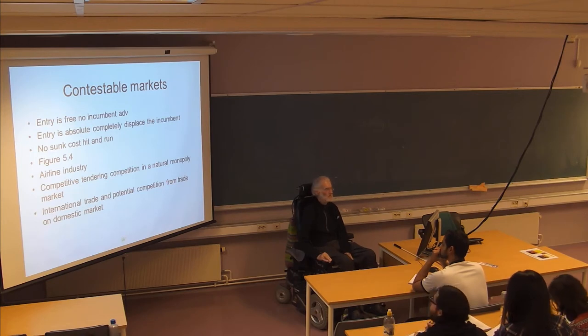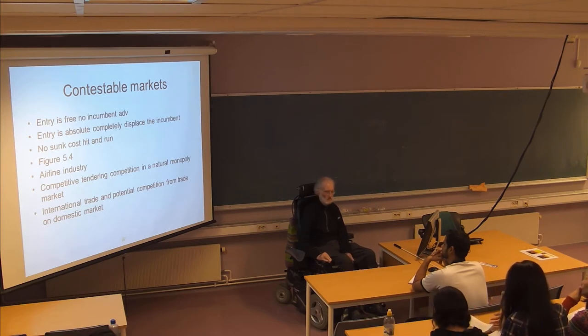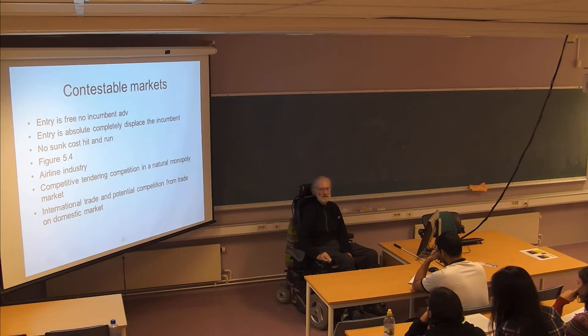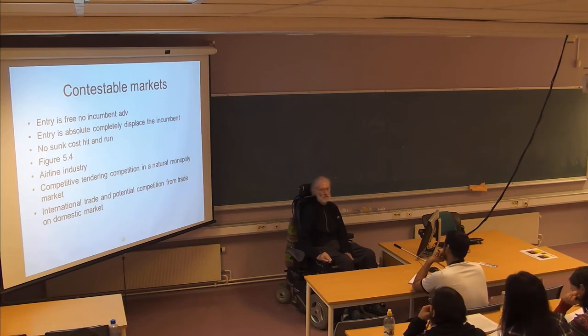And the third assumption is that there is no such thing as sunk cost. You can have fixed cost, but no sunk cost. If you are a hit-and-run company, you just enter, underbid the incumbent marginally, and then you can withdraw again with no sunk cost that you will have to cover. That means that all the fixed cost can easily be transferred into a second-hand market where you will get the entire investment back. Therefore, the hit-and-run players are important.